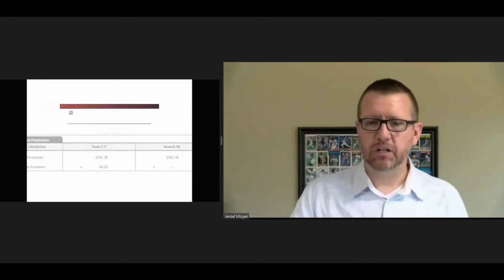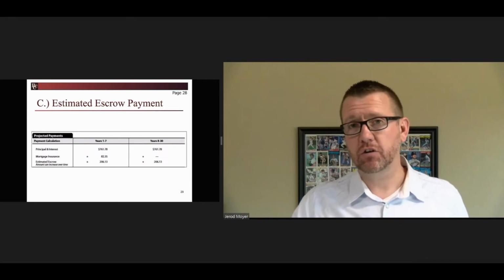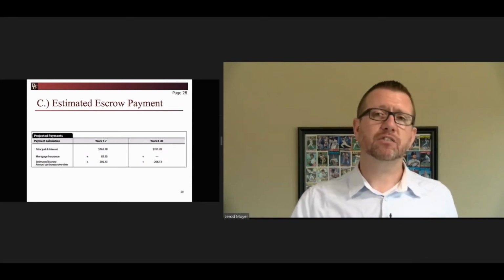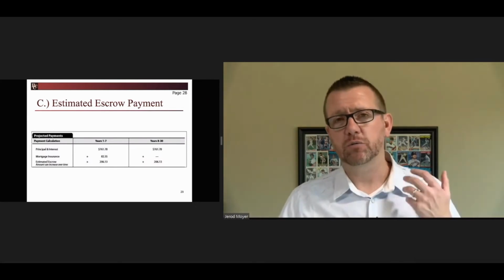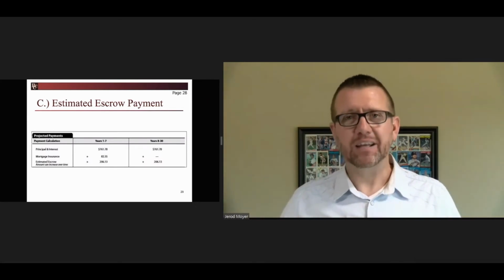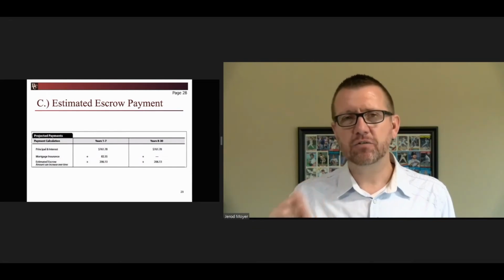Page 28 brings us next to the estimated escrow line. And so if there's no escrow that's going to be required in connection with this transaction, it's going to be a 0. But if there is escrow, right, what you're required to do is put the monthly inflow into the escrow account that's anticipated with the transaction into each one of the columns.